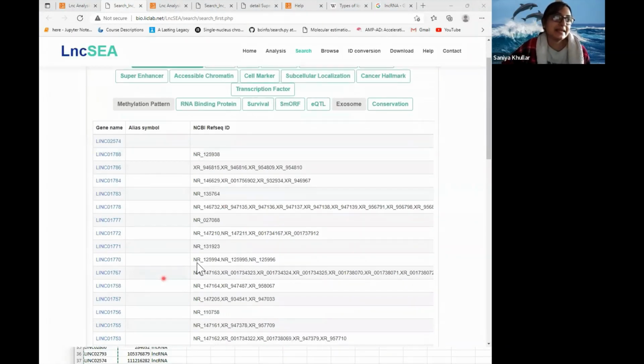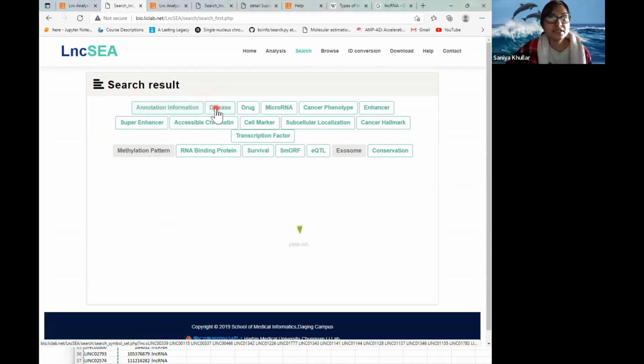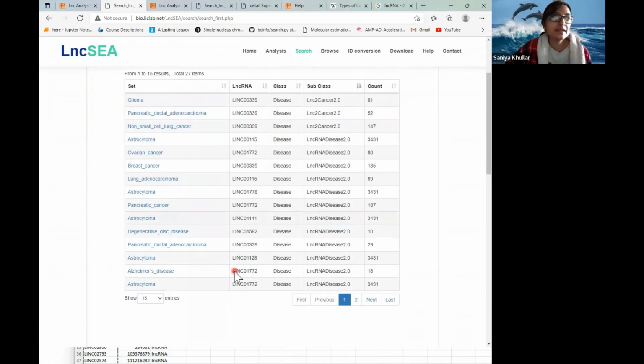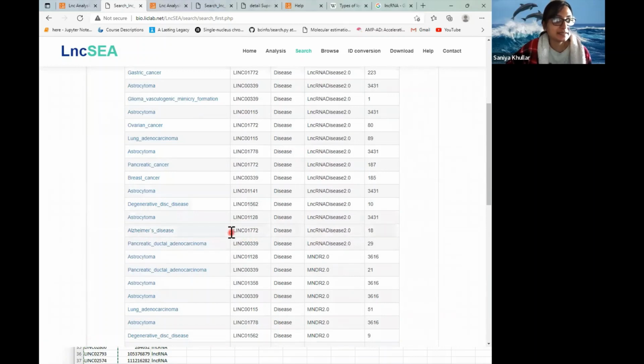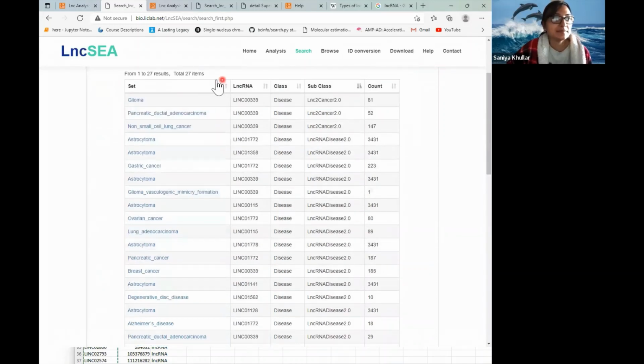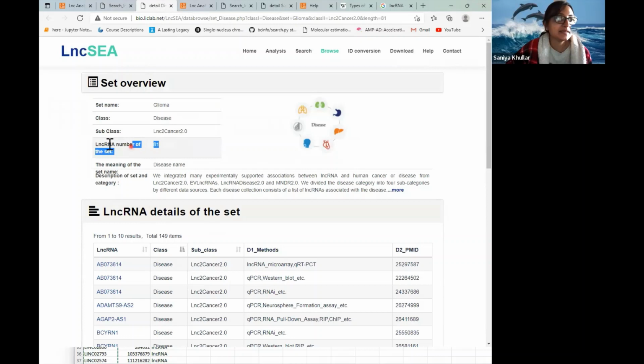What's great is that in the search, I can look up the annotations again for these long non-coding RNAs. I can also see for each of these individual lncRNAs what they are and what diseases they are involved with. For instance, I could see this one is for Alzheimer's, LINC01772. I can see the diseases they are involved with as well, and typically the count for glioma, for instance.